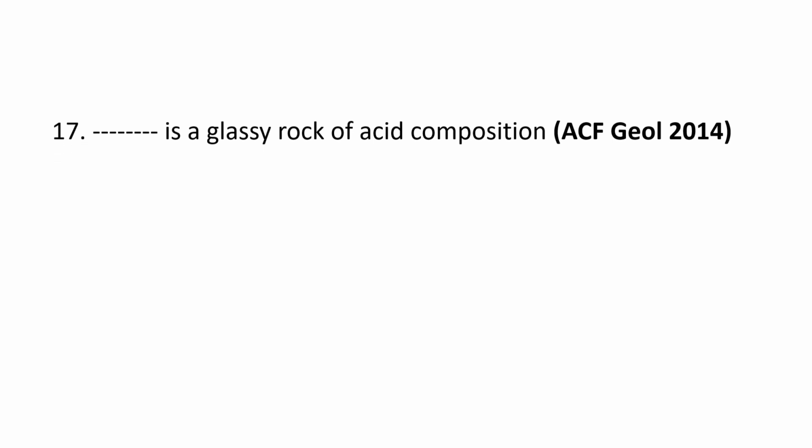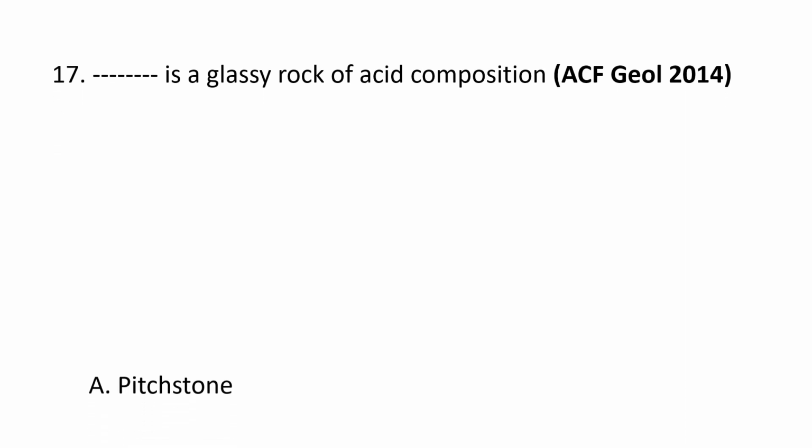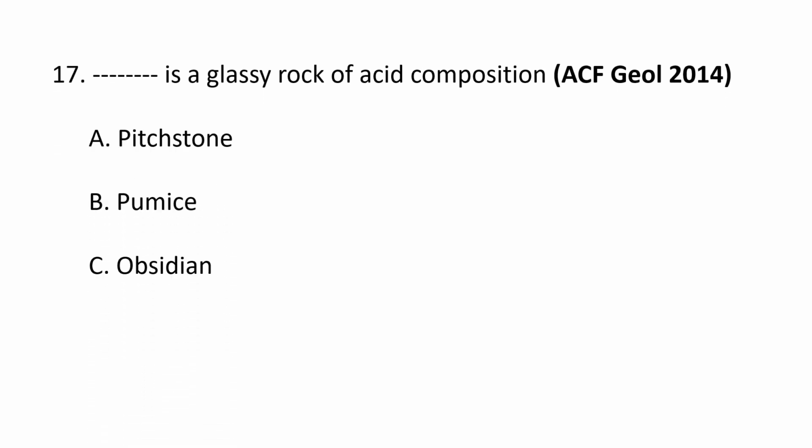Which one is a glassy rock of acid composition? A. Pitchstone, B. Pumice, C. Obsidian, and D. Oceanite. So obsidian is a glassy rock of acid composition. It's a naturally occurring volcanic glass, formed when lava is extruded from a volcano and cools rapidly with minimal crystal growth. So C, obsidian, is the correct option.